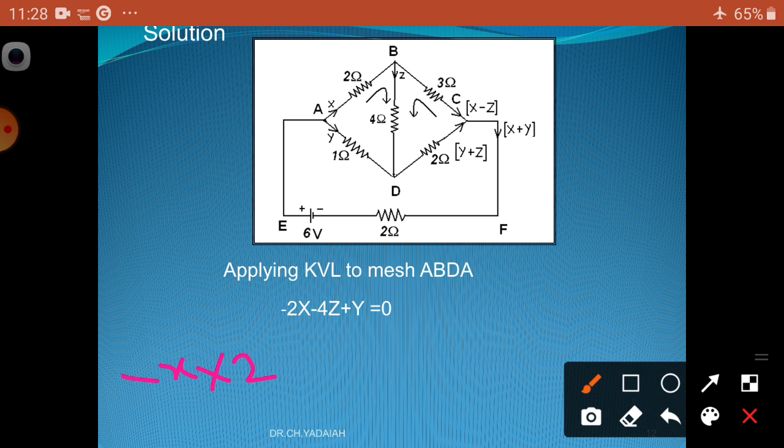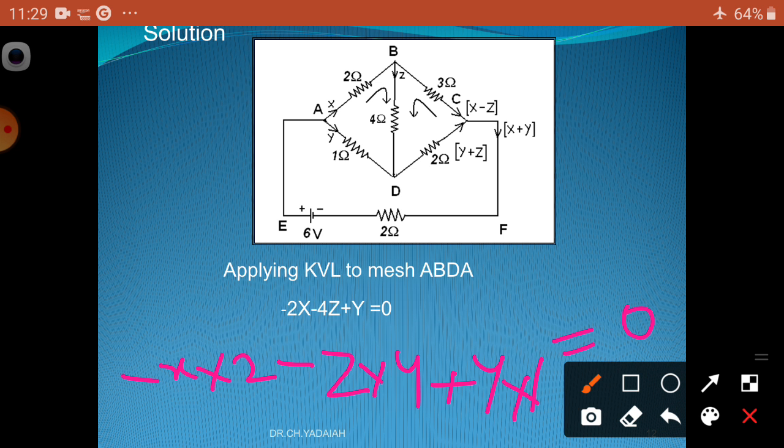What is the resistance? I into R, 2 into 2. Now B to D, both are the same, so minus. What is the I? Z. What is the resistance? Into 4. Now D to A, the loop direction and the current through the resistor are opposite, so we take the positive. Then what is the current in this case? Y. What is the resistance? 1. And reaching A, it is equal to 0.